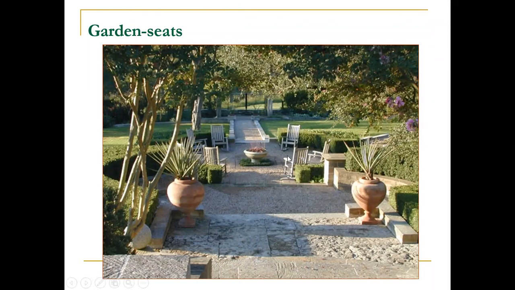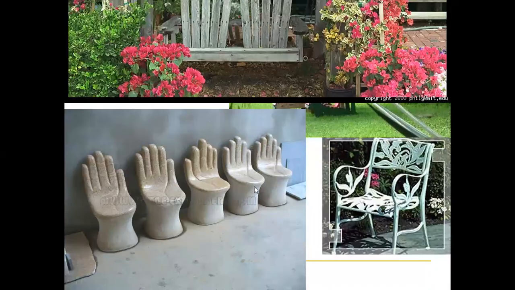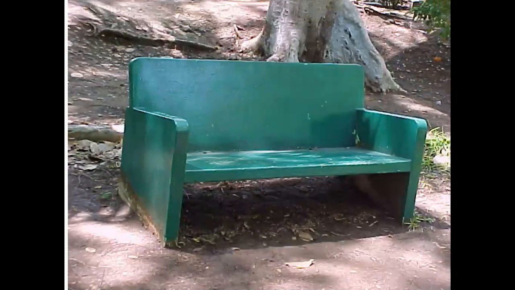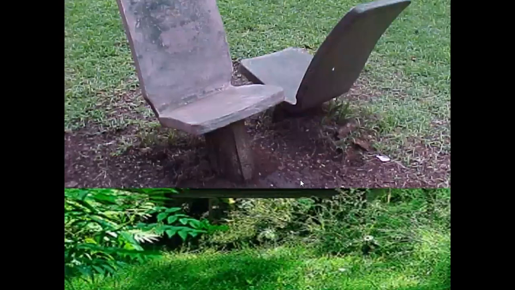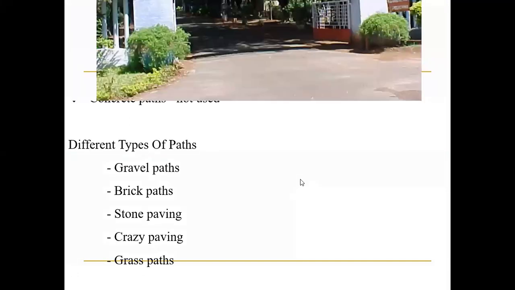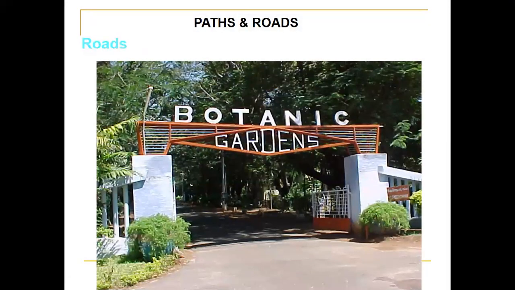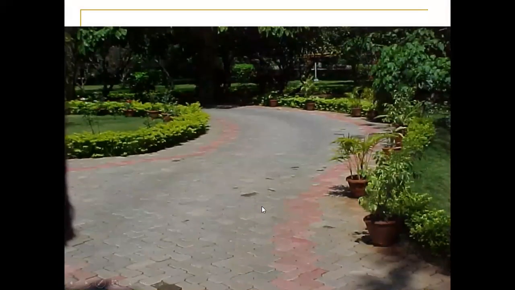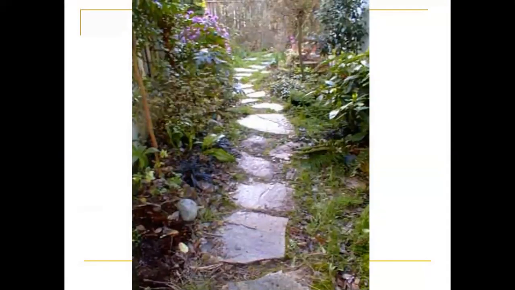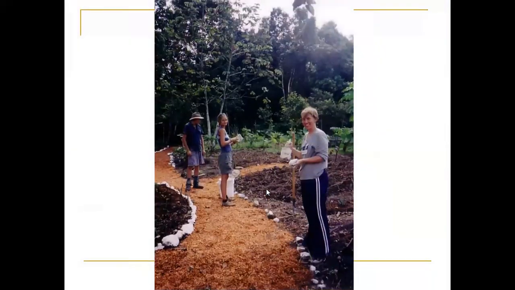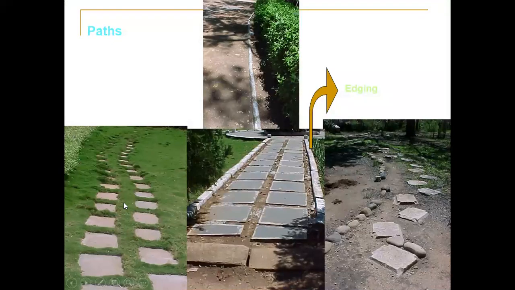This is the home garden, so they keep chairs. If you visit public gardens, they will keep concrete seats. These are the garden seats. Then paths and roads. These are concrete pots. These are stone pots. Here you observe the turf in combination with stone pots.